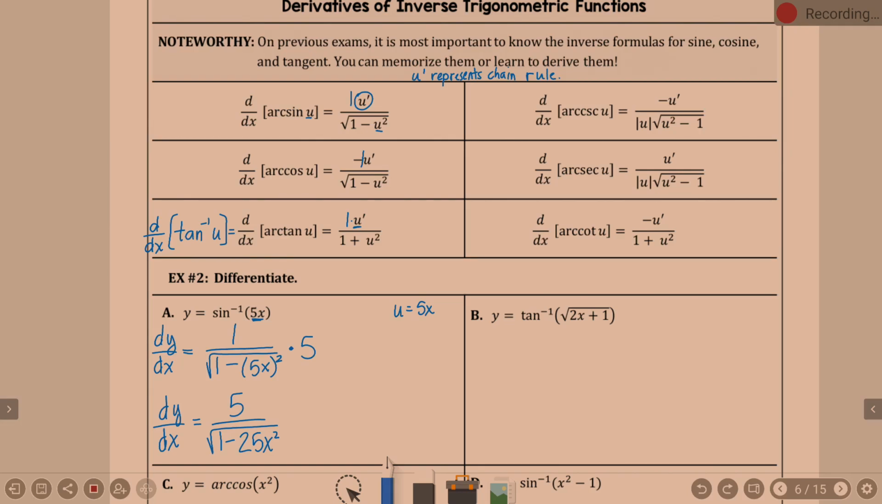Okay? So it's just the idea that if u is 5x, then we usually say du, or u prime, is 5. Also the fact that if u is 5x, u squared is 5x squared, or in other words, the 25x squared. Those are all kind of the pieces we had to talk about there. Okay? Let's try B. We'll see.